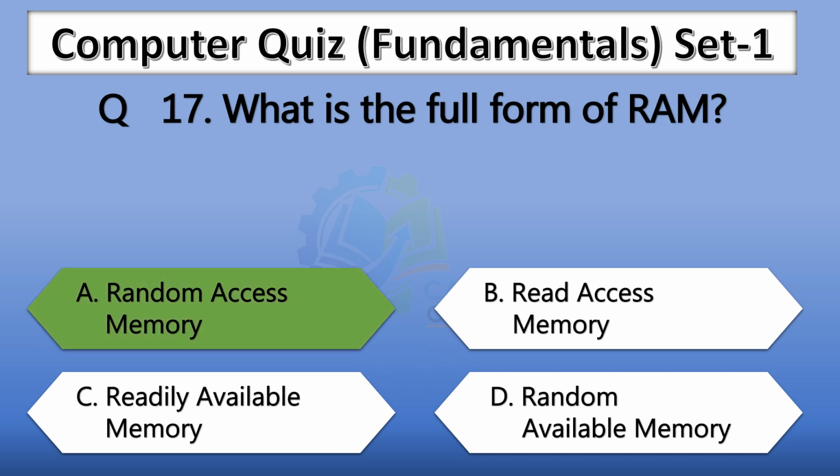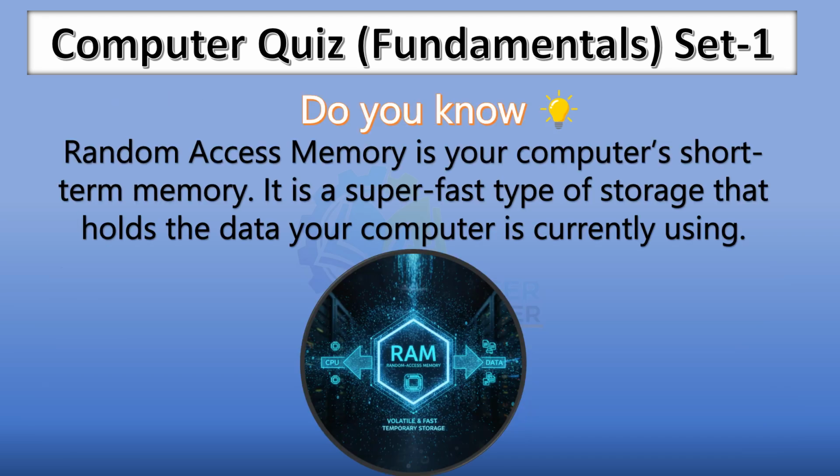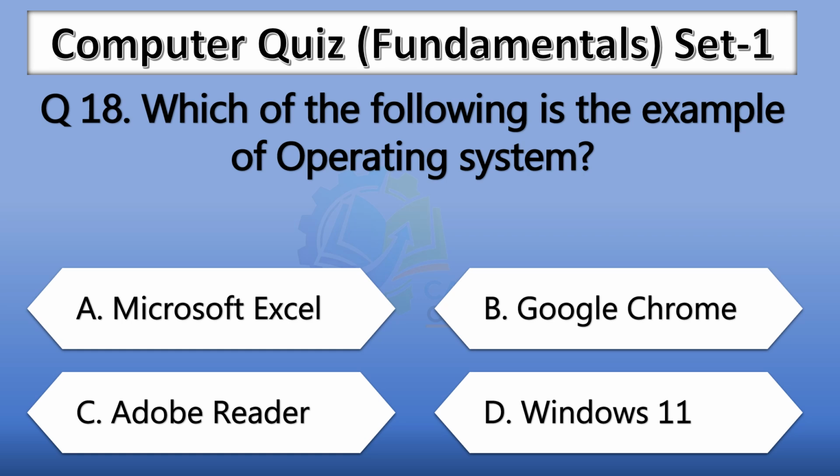The correct option is random access memory. Do you know random access memory is your computer's short-term memory? It is a super fast type of storage that holds the data your computer is currently using. Which of the following is the example of operating system? The options are Microsoft Excel, Google Chrome, Adobe Reader or Windows 11.